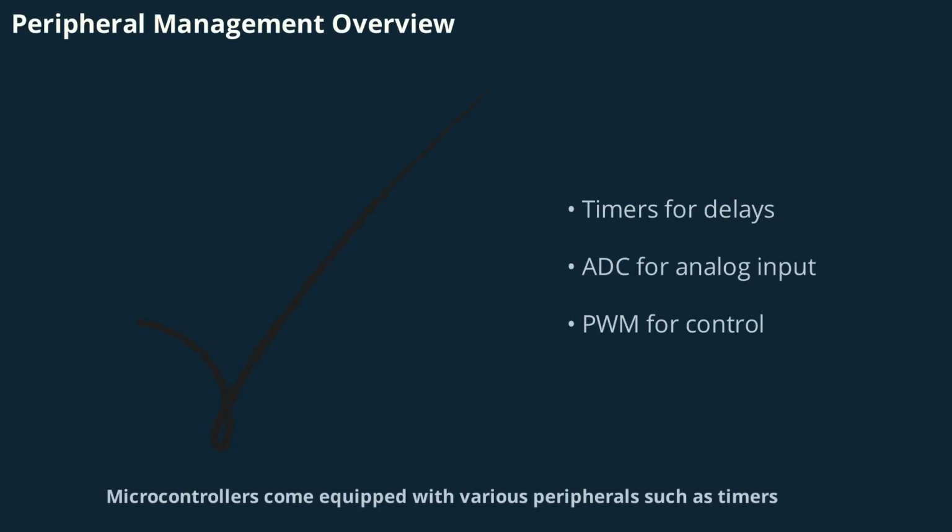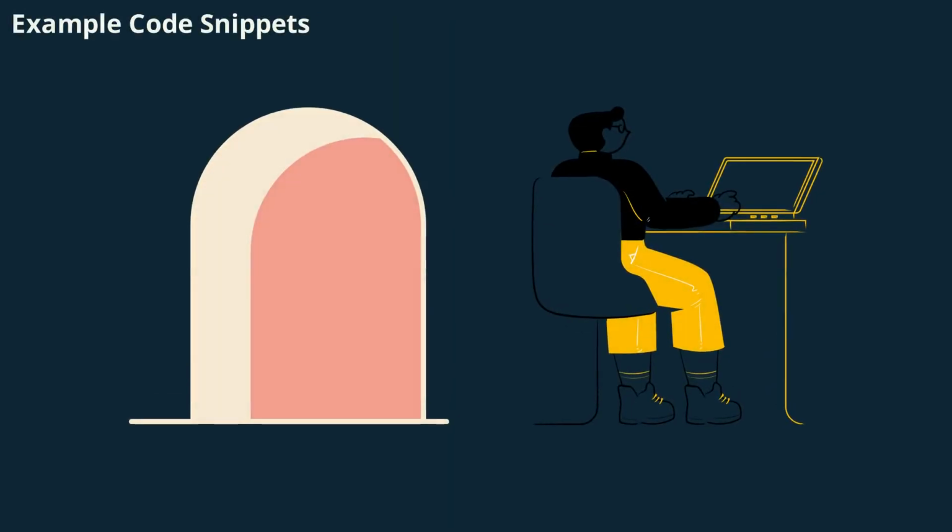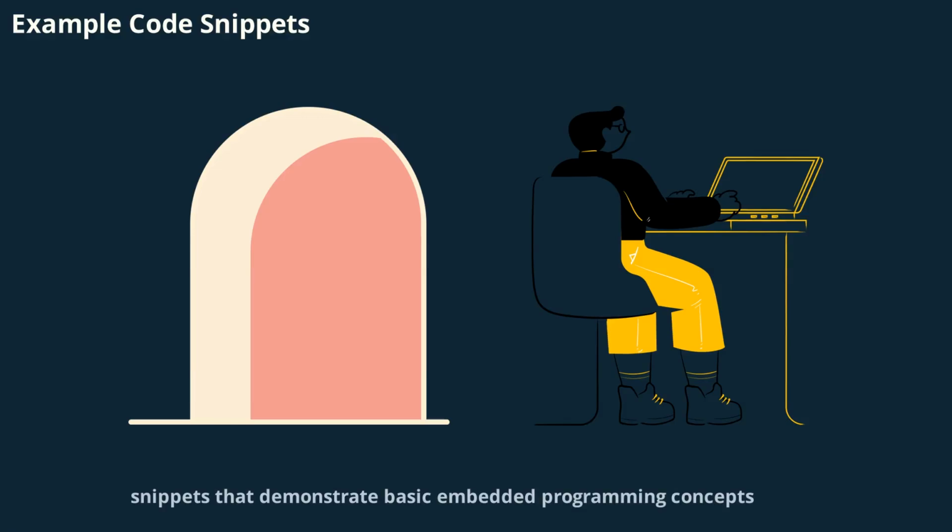Microcontrollers come equipped with various peripherals, such as timers, analog-to-digital converters (ADC), and pulse-width modulation (PWM) modules. Managing these peripherals allows you to generate precise delays, measure analog signals, and control devices like motors and LEDs. Efficient peripheral management is key to building responsive and feature-rich embedded applications, enabling your system to interact seamlessly with the environment.